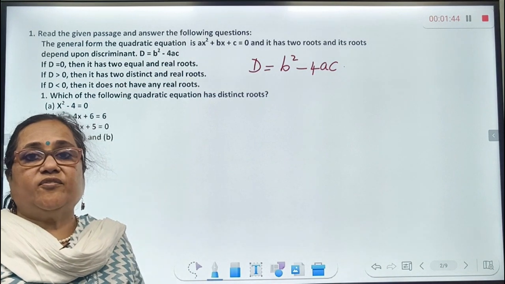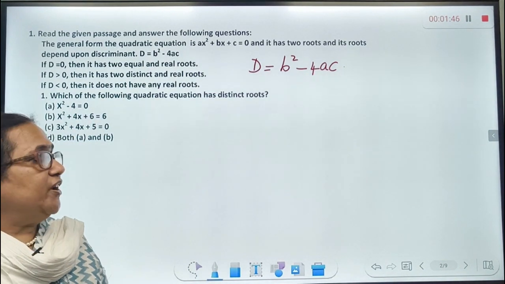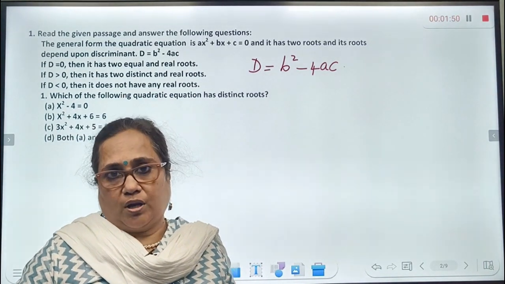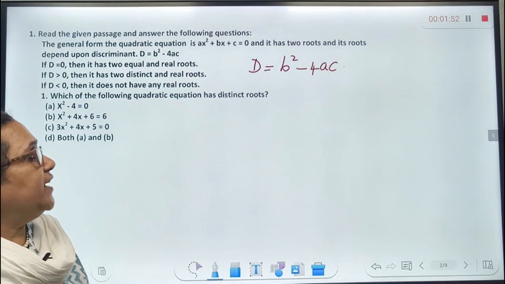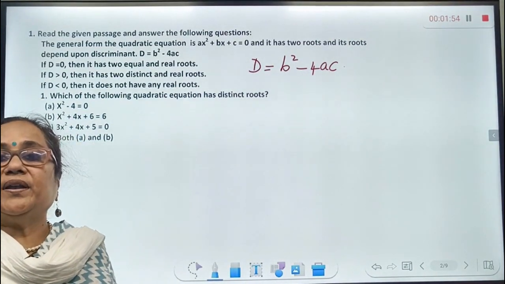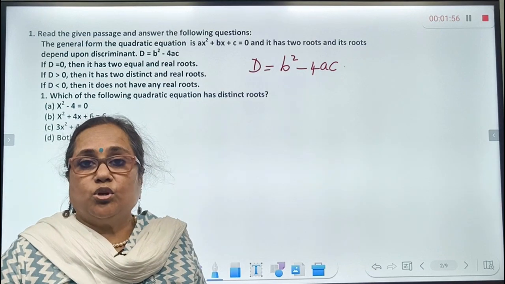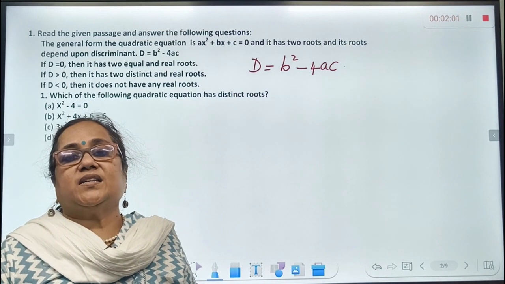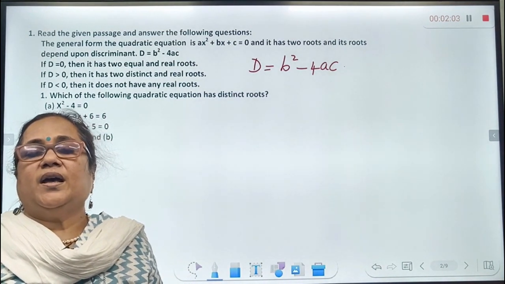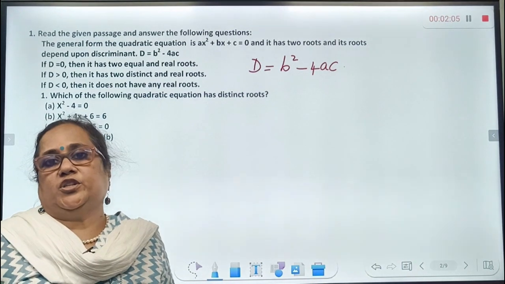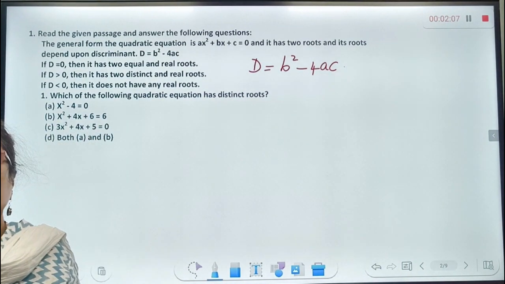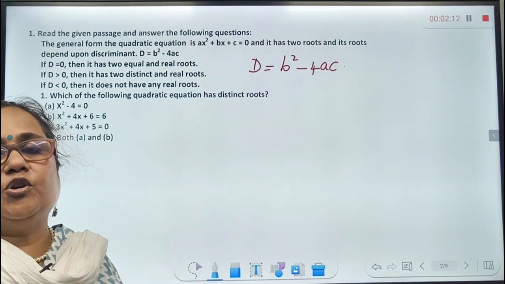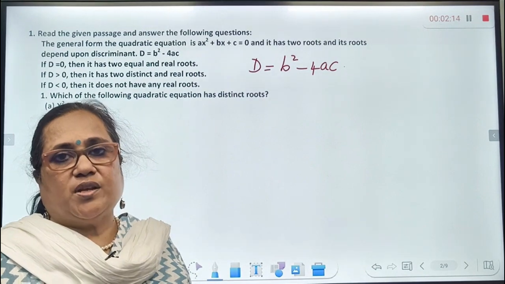How are all these things reflected in a graph? If I draw the graph of a quadratic equation, what will I get? A parabola. If D is greater than 0, then the parabola will cut the x-axis at two distinct points. If D is equal to 0, the x-axis will touch the parabola at exactly one point. If D is less than 0, the parabola will not intersect the x-axis at all, because it's going to have only imaginary roots.